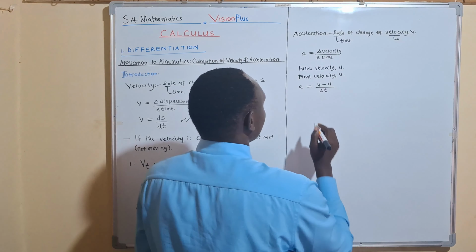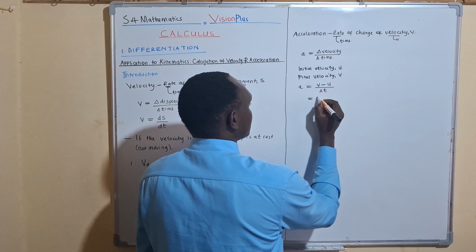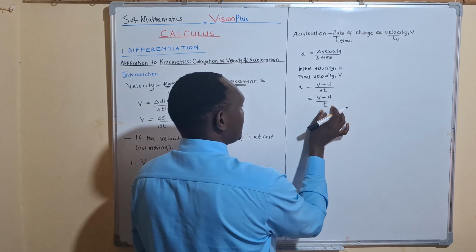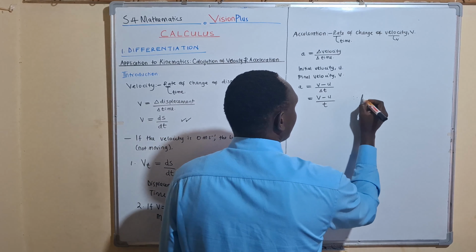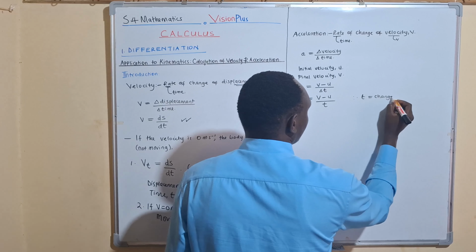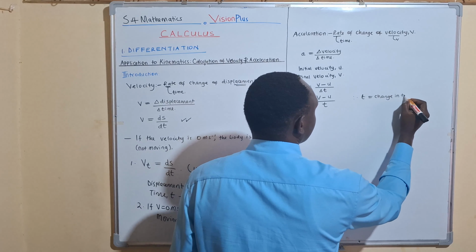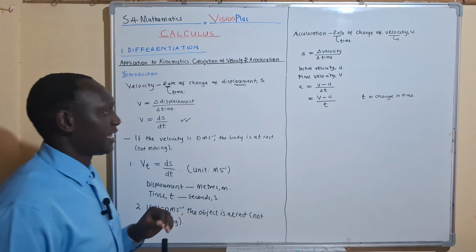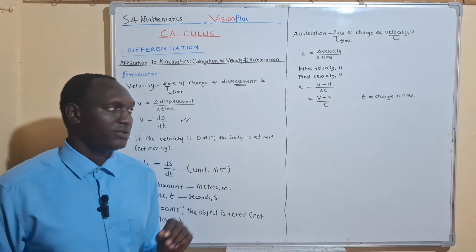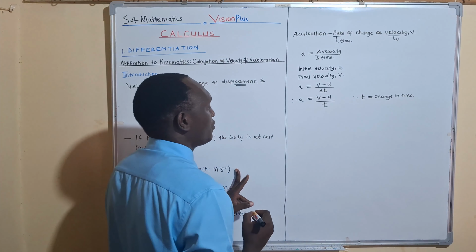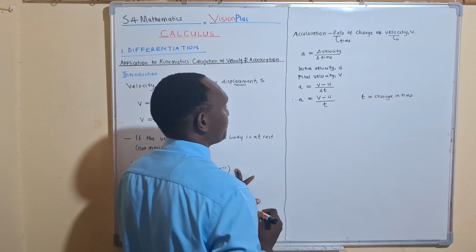Now, this implies that acceleration is v minus u over t, where t stands for change in time. Change in time is the final time minus the initial time. That is what we must know. This is acceleration. Now, what are the units of acceleration?